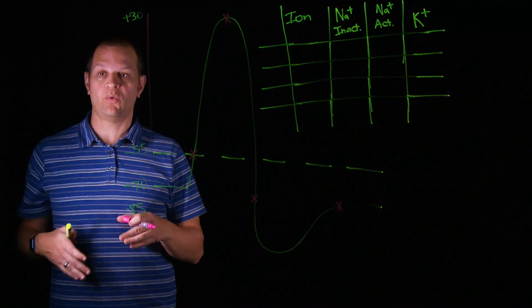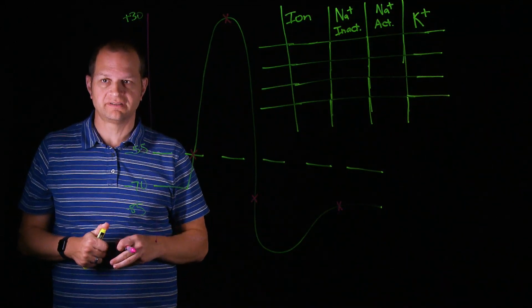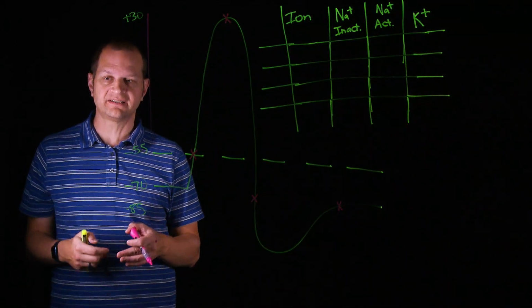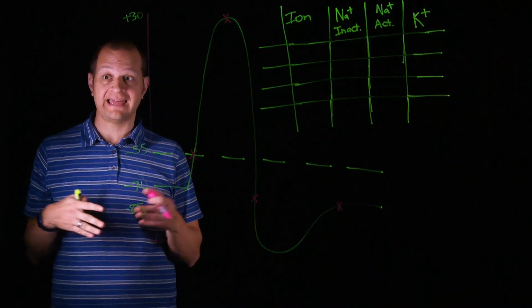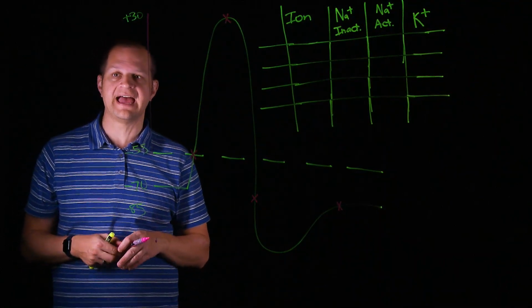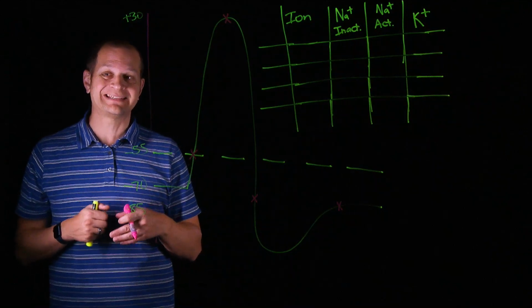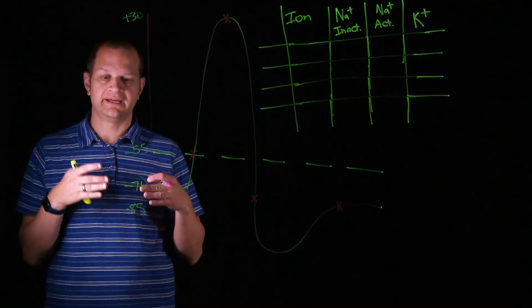So in this video, I want to walk you through how an action potential occurs. Now remember, an action potential is how a signal is sent along the length of the neuron, so specifically along the axon. Ultimately, when an action potential reaches the end of an axon, something will happen.